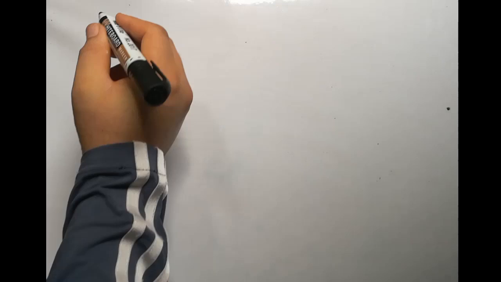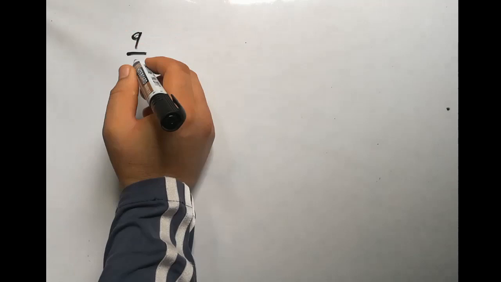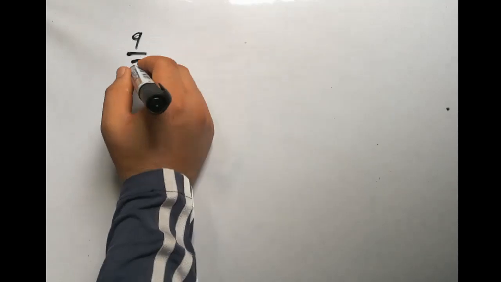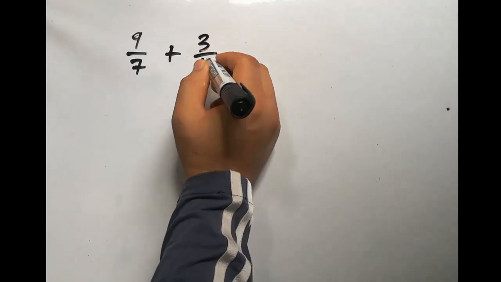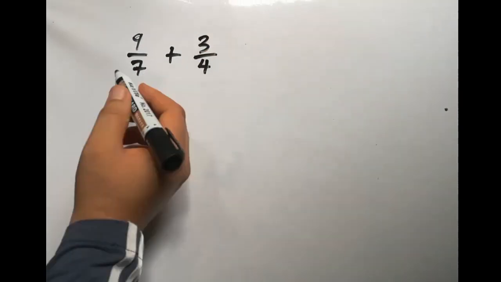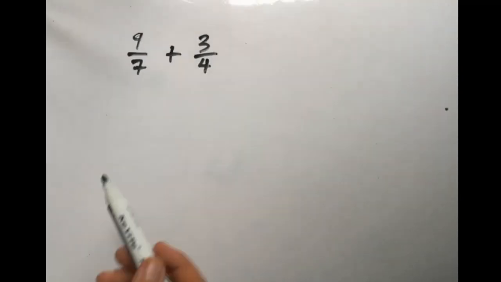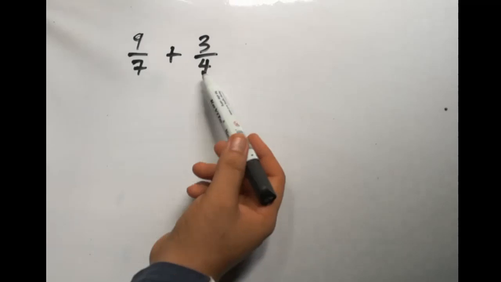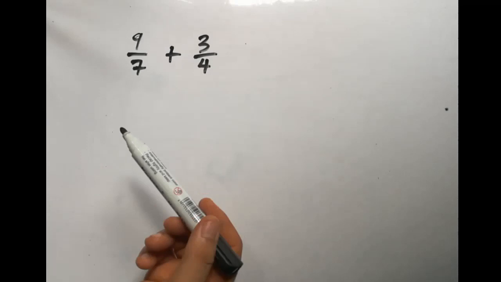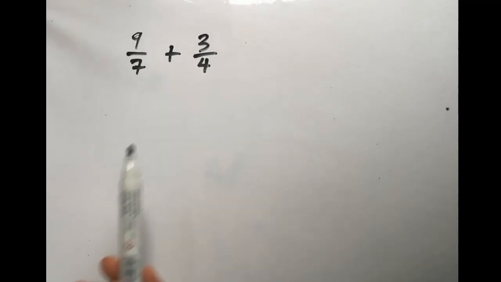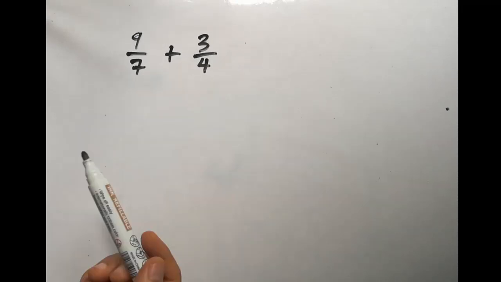When you have a question like 9 over 7 plus 3 over 4, take note of the 7 and the 4. There is something special about them. There is no number that can divide 4 and divide 7. It's impossible. There is no number that can divide 7 and divide 4. So this type of denominators are called co-prime denominators.